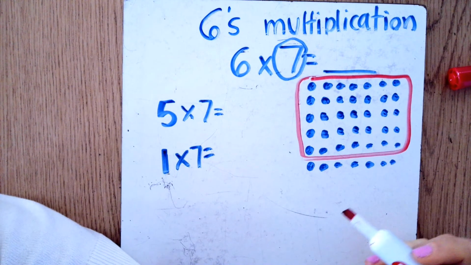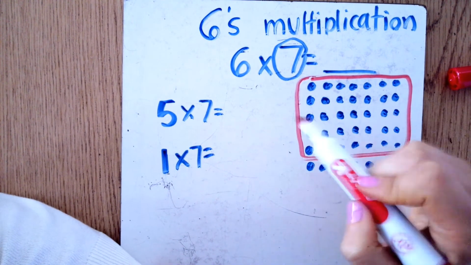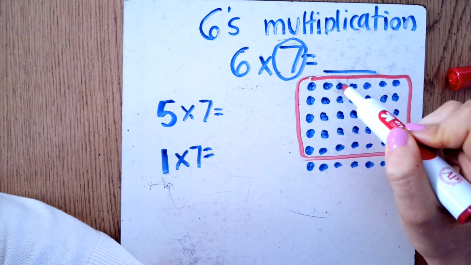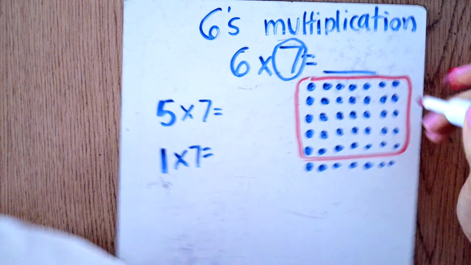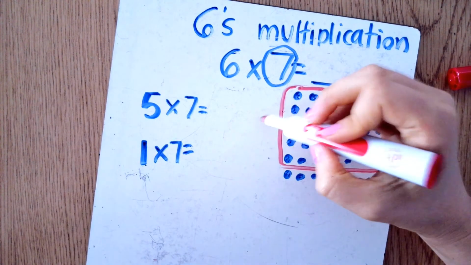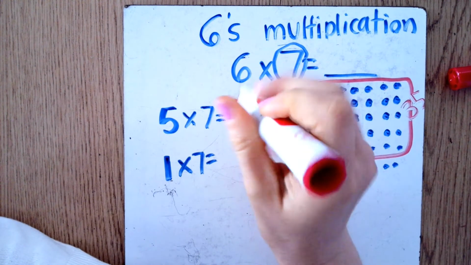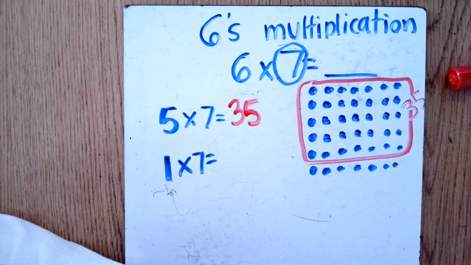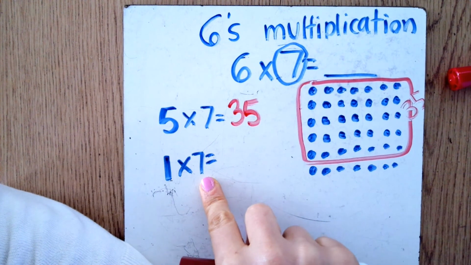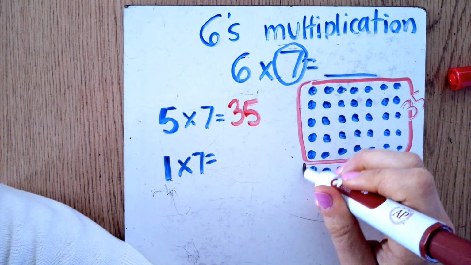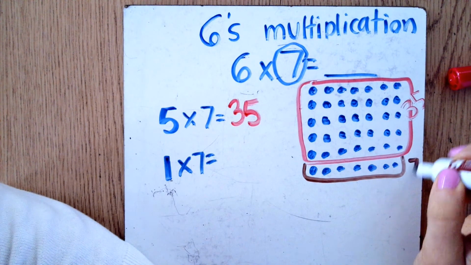And we have to skip count by 5 7 times. So go ahead and skip count by 5 7 times. What did you get? 35. I didn't give a lot of space right here, I'll put it right here. So the answer is 35. Now we have another array to solve for. That's 1 times 7. 1 times a number equals the number, so 1 times 7 would be 7.